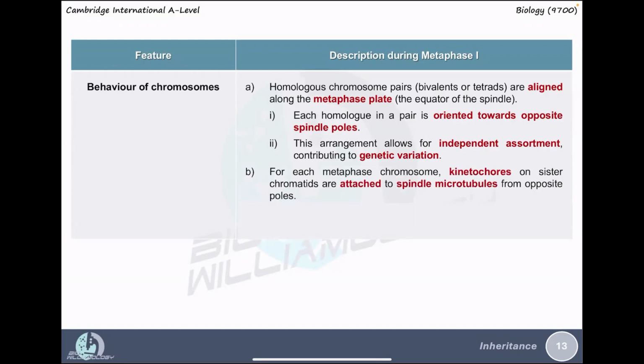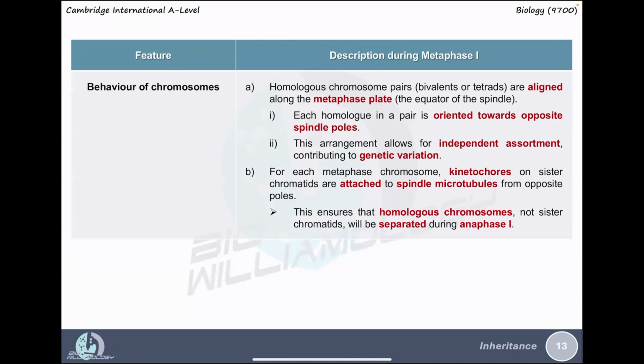For each metaphase chromosome, the kinetochore on the sister chromatids is attached to spindle microtubules from the opposite pole. This ensures that homologous chromosomes, but not sister chromatids, will be separated during anaphase 1. So each chromosome will get 1 spindle microtubule attached to its kinetochore, unlike during metaphase in mitosis, where each chromosome will receive 2 spindle microtubules that attach to the 2 kinetochores on the sister chromatids.